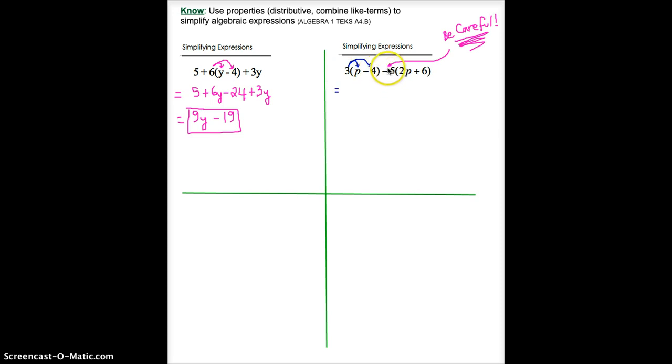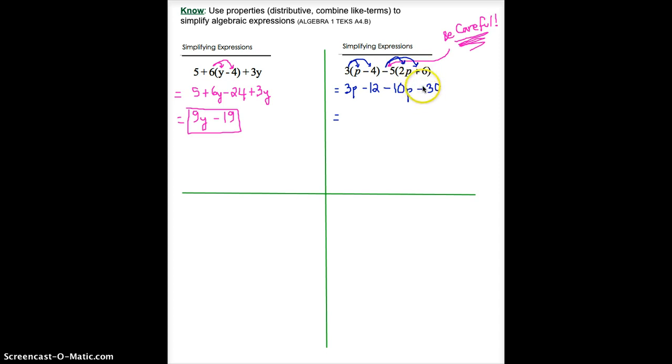And then over here, we're going to take the entire negative 5 and multiply it through with the 2p and the positive 6. So let's see what that gives us. 3 times p is 3p, minus 3 times 4, which gives you 12. And then over here we take the negative 5 times 2p. Negative 5 times 2 is negative 10, and then we bring the p down. And then negative 5 times positive 6 turns out to be negative 30.